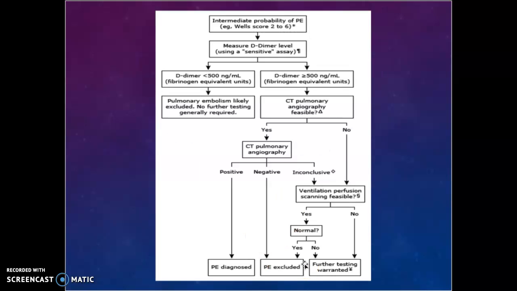If, however, the Wells criteria score comes out to be between 2 and 6, that is, you have intermediate probability of PE, what you do is you measure the D-dimer level, which is basically a fibrin degradation product. If the D-dimer level is high, then you go for a CT pulmonary angio, and then you follow the same pathway as you did for a high score of pulmonary embolism.